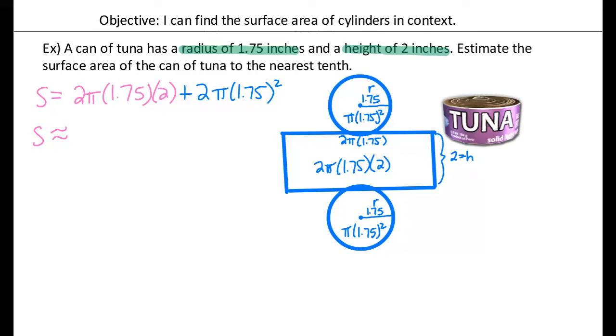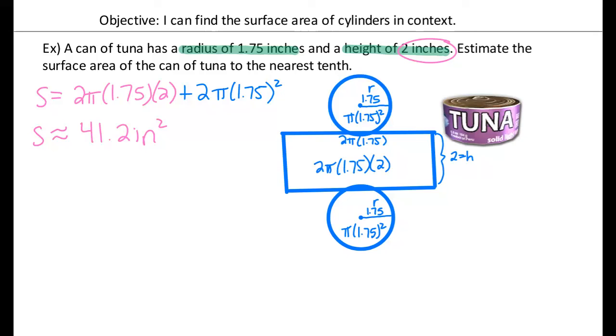Oh, thank you. What you get? 41.22. Did you guys all get that? 41.23? Okay, but it's still to the nearest tenth. So to the nearest tenth is still going to be 41.2, right? So it's approximately 41.2. And then my units are going to be what this time? Inches, but it has to be squared, right?